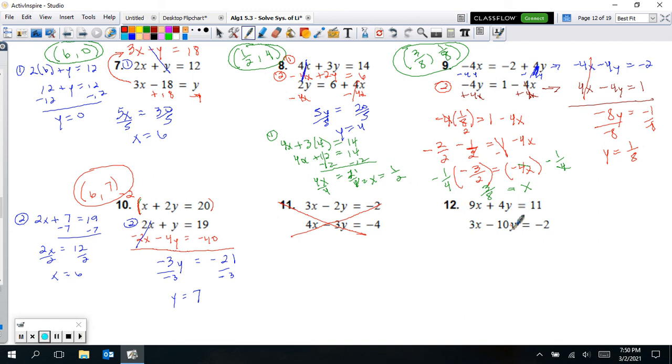Go ahead and pause the video. You need to adjust this bottom equation, eliminate the x. You're going to multiply the entire bottom equation here by a -3. It has to be opposite of 9. So 3 times a -3 will be opposite of 9. So go ahead and do that. And then just do everything else the same. Do the elimination method the same after that.